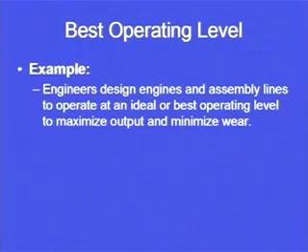So example we can take of best operating level as the engineers design engines and assembly lines to operate at an ideal or best operating level to maximize output and minimize wear. So if they are operating at their best rated capacity, what are going to be the problem areas? There may be certain amount of problems. That's why always it is advisable to operate the systems or the machines at their best operating level. Neither they should be underutilized nor they should be overutilized. So the engineers design engines and assembly lines to operate at an ideal or best operating level to maximize the output and minimize the wear.